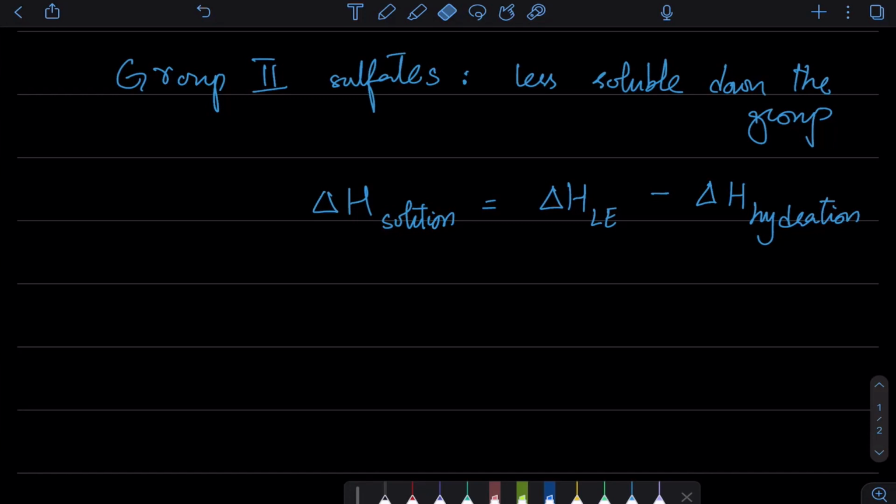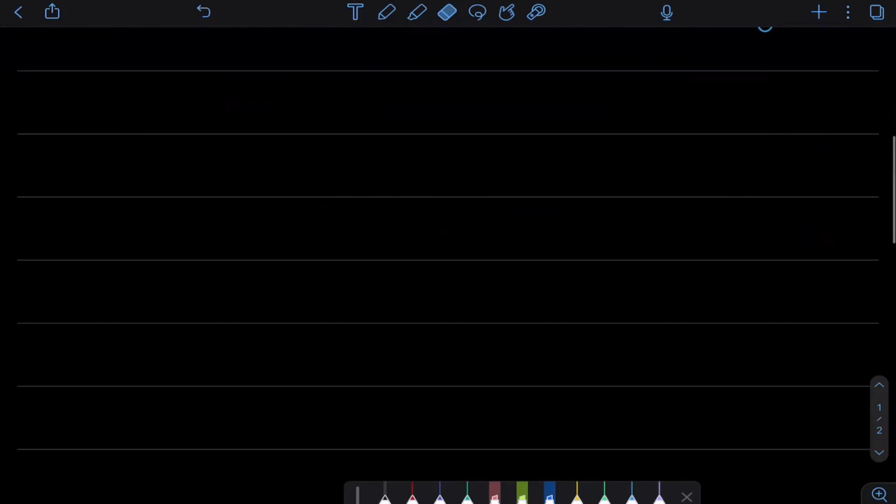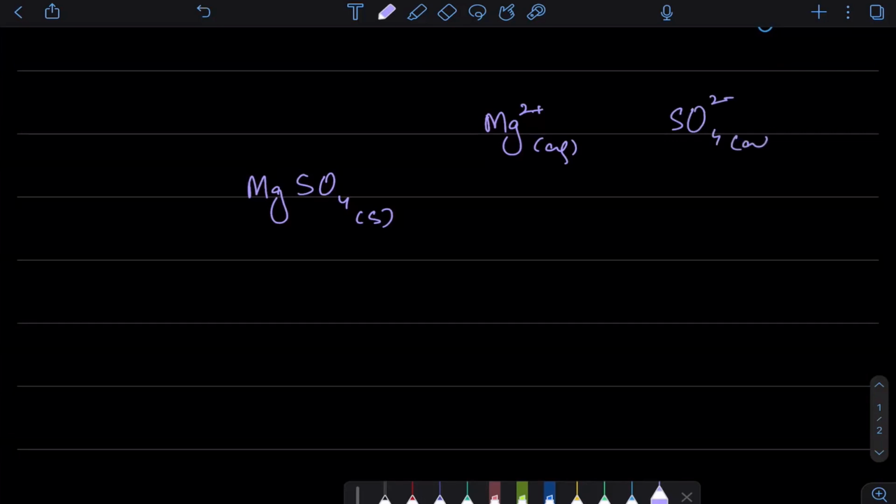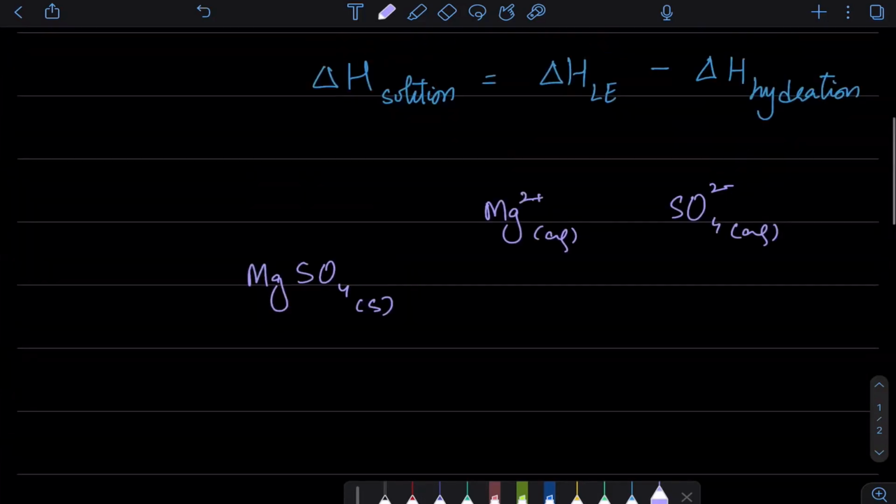So looking at it this way, if I make the Born-Haber cycle, let's say for magnesium sulfate. So magnesium sulfate, I have it in solid form, and I want to get magnesium ions in aqueous form and sulfate ions in aqueous form. So what will I need to do? I'll first obviously need to come up with a way to get the magnesium ions in the gaseous form and sulfate ions in the gaseous form. So this part where I get them in the gaseous form is delta H lattice.